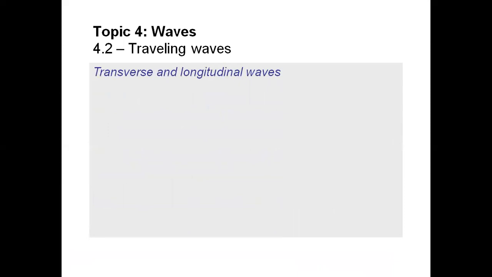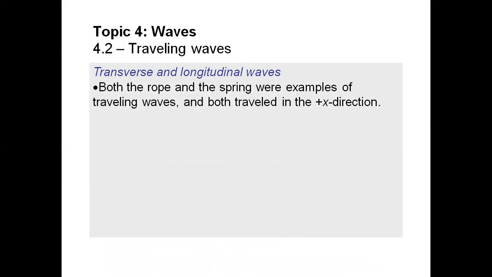And now we will see the different types of waves, and these names will be really important. So we have two different types of waves, transverse and longitudinal waves. So let's see these definitions. Both the rope and spring were examples of traveling waves, and both traveled in the x direction.